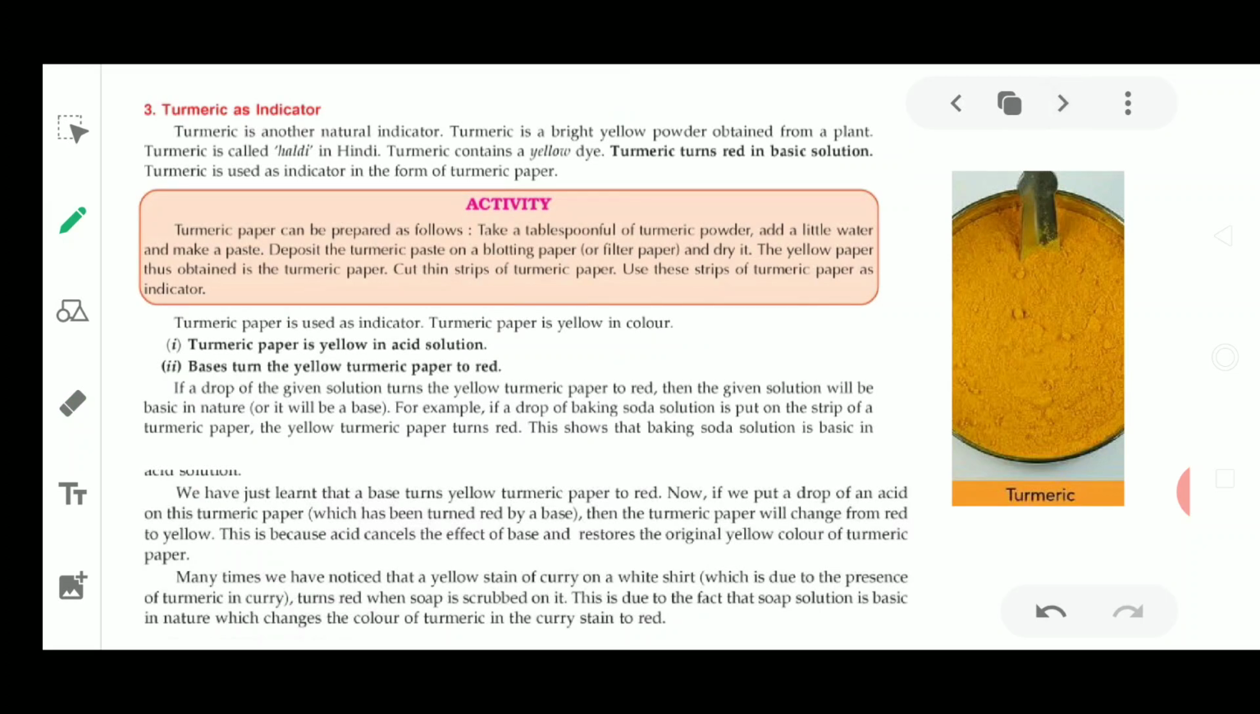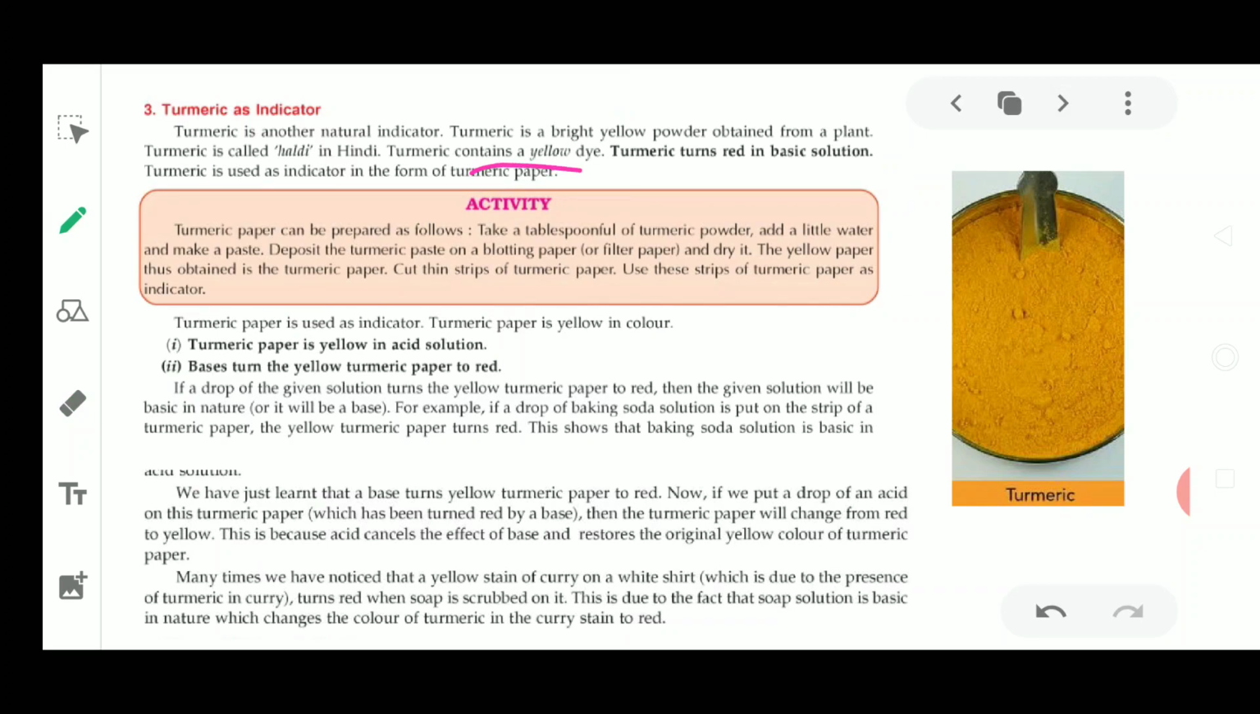Next is the turmeric, which is used as an indicator here. It is also used as a natural indicator. Turmeric is a bright yellow powder obtained from a plant. It is also called haldi in Hindi. So turmeric contains a yellow dye.